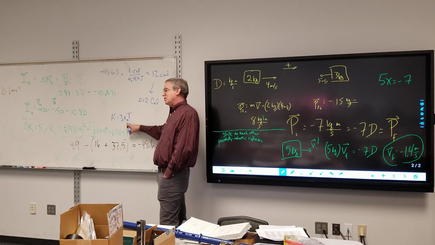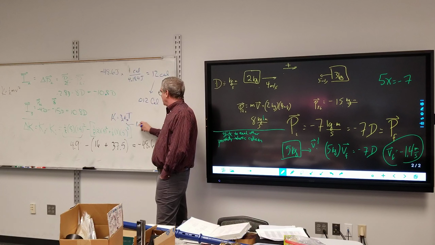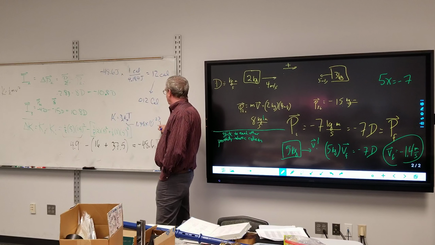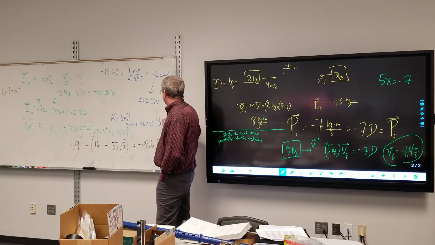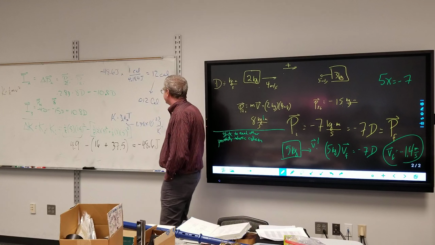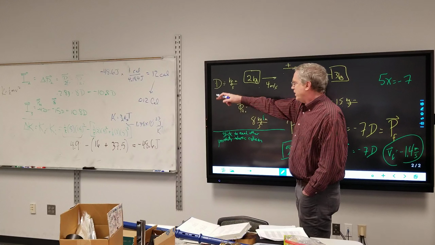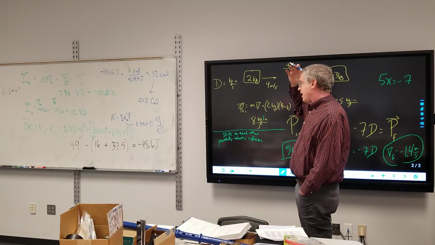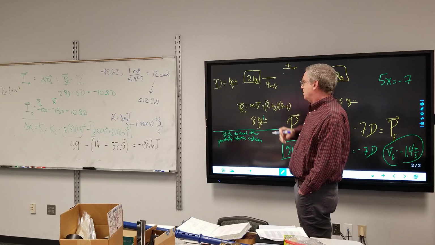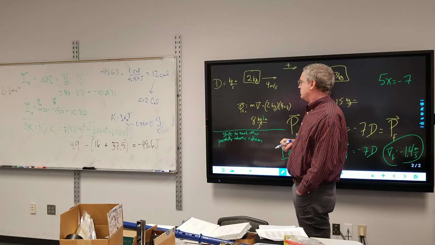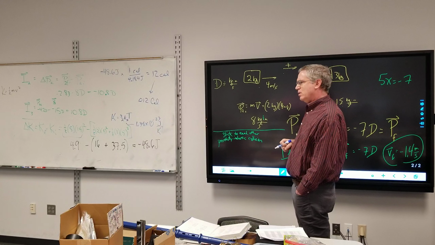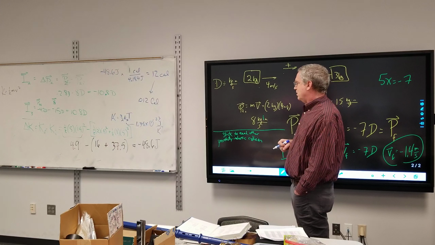KB equals 1.38 times 10 to the negative 23 J K negative 1. Joules per Kelvin. Those two capital Ks are different. So that would be, something's off there. 10 to the negative 23rd? Yeah, that's what this is.